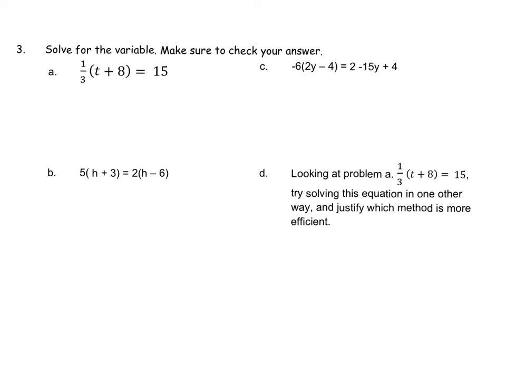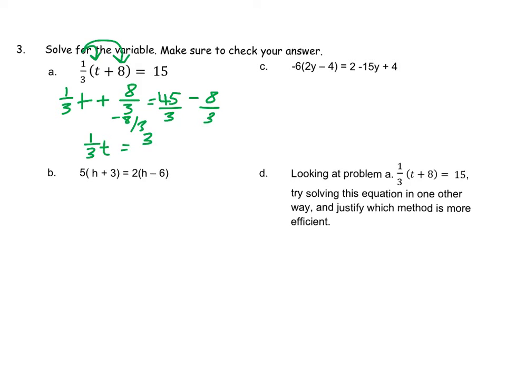Number 2 is solving different types of equations. The first one has a fraction. I'm going to use distributive property. 1/3 t plus 8/3 equals 15. When I subtract 8/3, I need to find a common denominator. I know it's going to be 45/3, so I have 1/3 t equals 37/3.